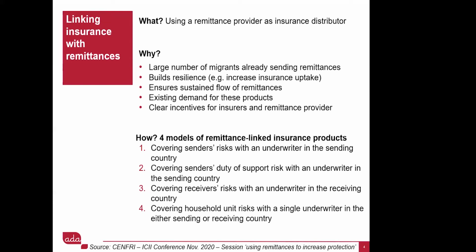But basically, it comes down to two questions: whose risks are being covered? So is it the migrants' risks that we're covering, or is it the families back home that we're covering? And then the second question is in whose jurisdiction is the underwriter? So where is the insurance company located? And this has massive implications on the implementation of a project, especially from the regulatory side of things.